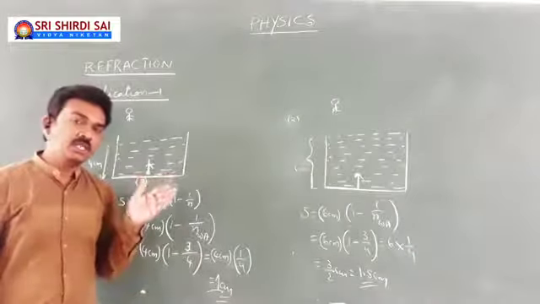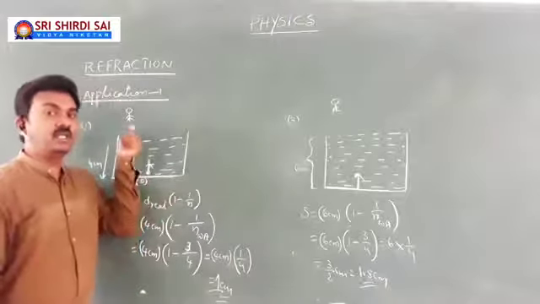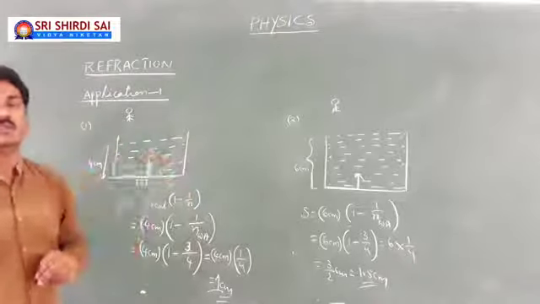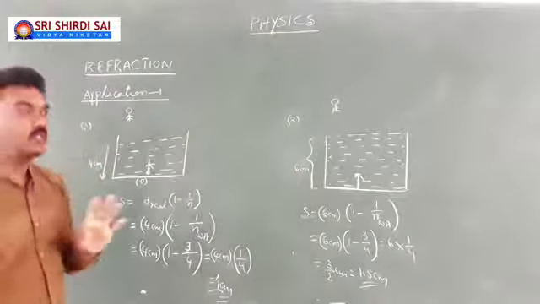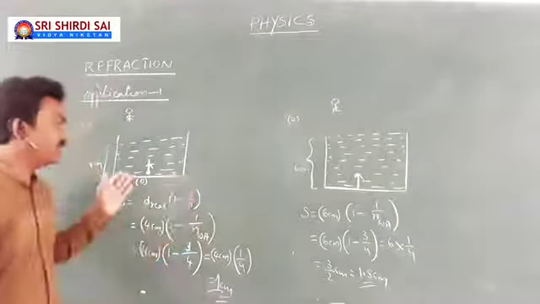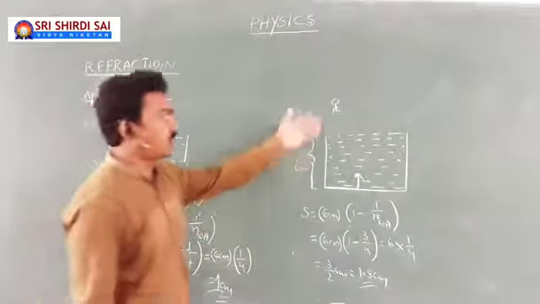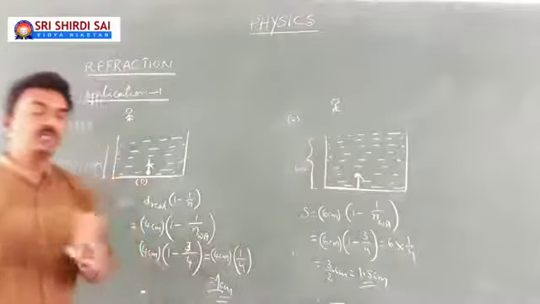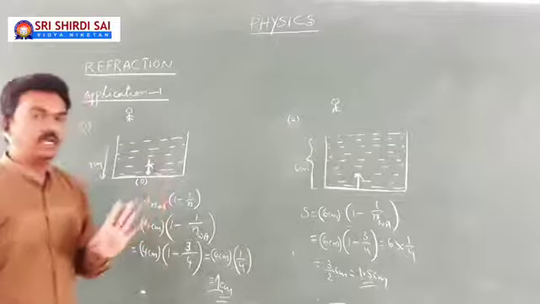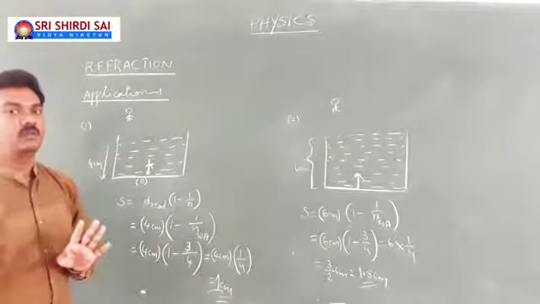In the first case, the observer is in the rarer medium. In the second case, the observer is in the denser medium, like the two cases we have discussed. Of course, these two examples are related to the first case, where the object is in the denser medium and the observer is in the rarer medium. But we have discussed two cases, we don't mind. This is a numerical analysis of this concept.